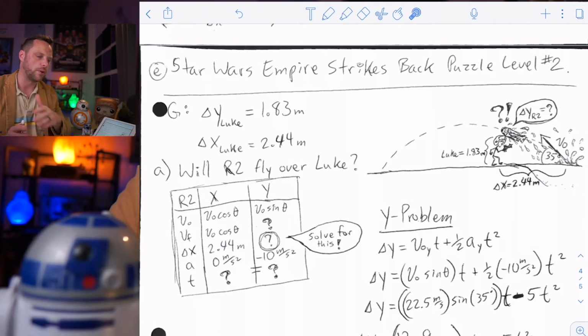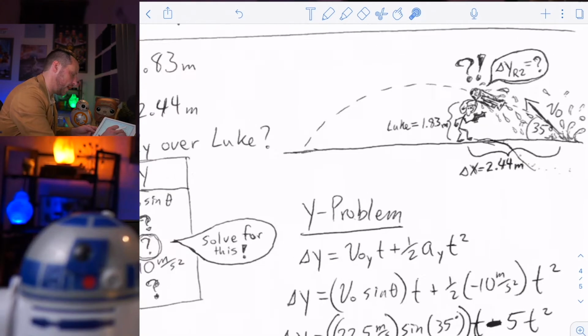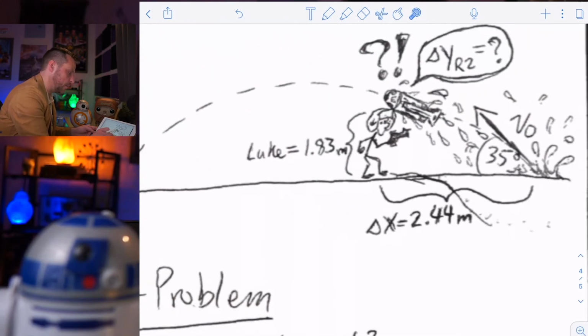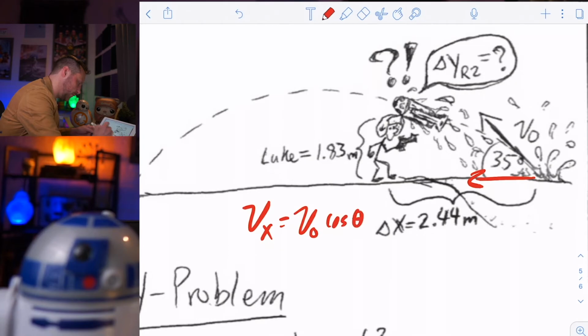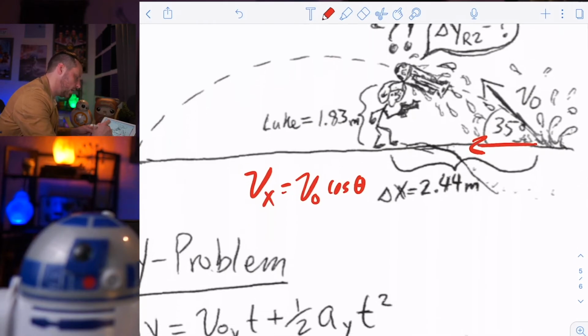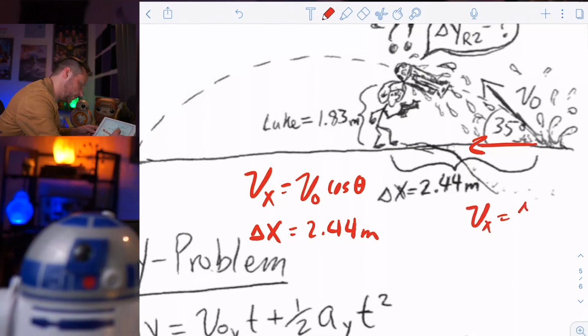Can we use a horizontal problem? Is this an X problem? Let's see. We have a horizontal distance, but we would need horizontal velocity, v sub x, which we can get with, remember, v sub 0 times cosine of theta. We can totally get that. We know that. And we have a displacement of 2.44 meters. So those are givens for us. And the other thing we need for our equation, v sub x equals total displacement over total time, is time.